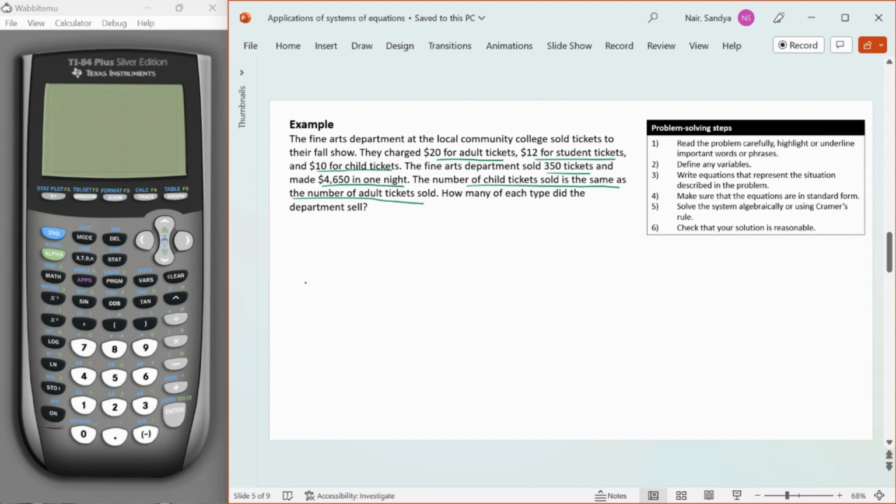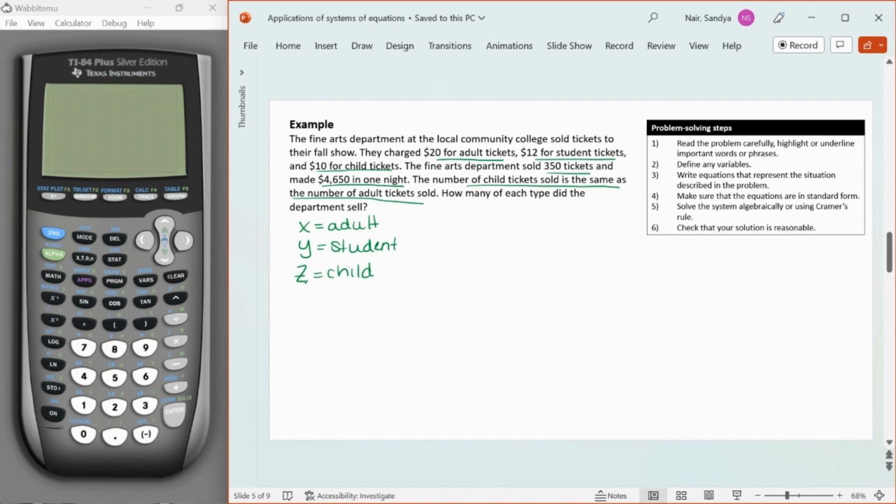So let's think about what's unknown in this problem. We know that they sold three types of tickets that we'll call x, y, and z. Well, the three types of tickets are adult tickets, student tickets, and child tickets. The reason I call these three unknowns is because we don't actually know how many of each they sold, right? That's what we're trying to figure out.